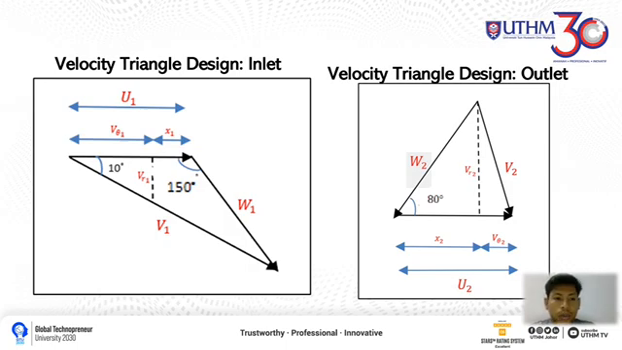Okay, for the inlet, we can get the absolute flow angle, which is alpha 1 equal to 10 degrees, while for the blade angle at the inlet, beta 1 equal to 150 degrees. Next, for the outlet part, we can see the blade angle beta 2 equal to 80 degrees. So, based on this illustration, we can get the velocity ratio for both the inlet and outlet, which is VR1 or VR2 equal to V theta 1 or V theta 2 times tan alpha 1.